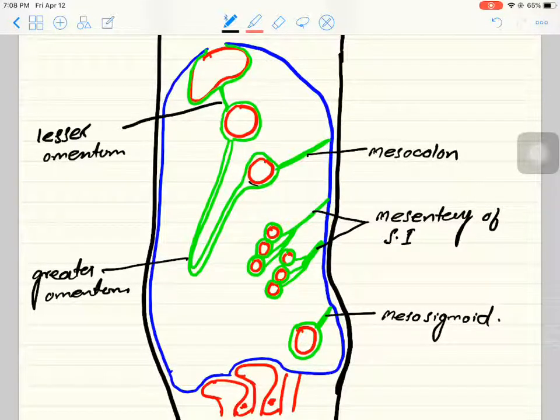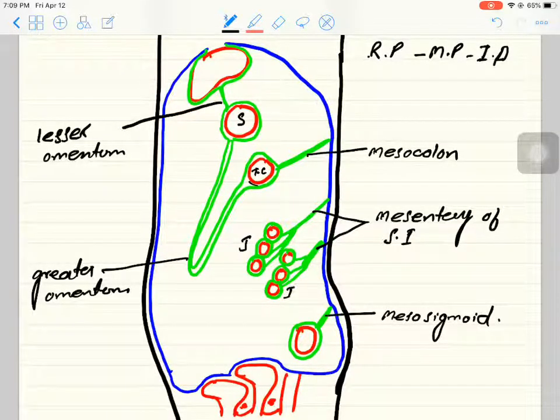Now we can say that we have different organs: retroperitoneal organs, mesoperitoneal organs, and intraperitoneal organs. The stomach is an intraperitoneal organ, the transverse colon is an intraperitoneal organ, the small intestine, jejunum and ileum, is intraperitoneal, the sigmoid colon is an intraperitoneal organ, the appendix is an intraperitoneal organ, and the lower two-thirds of the duodenum is an intraperitoneal organ.